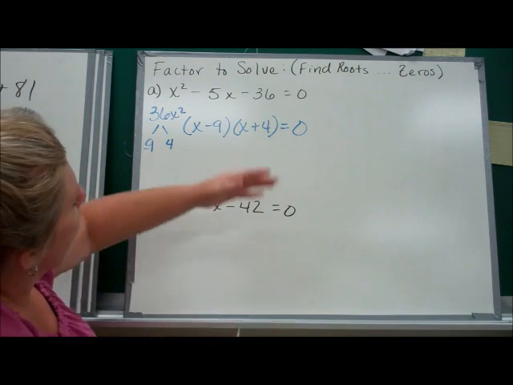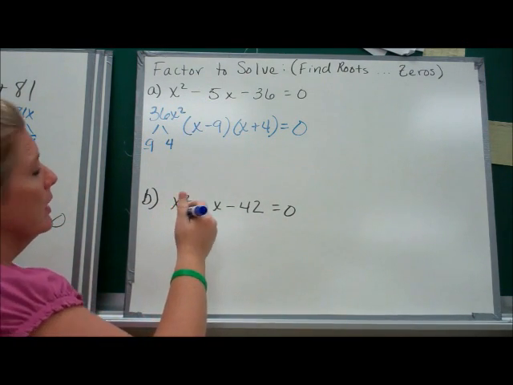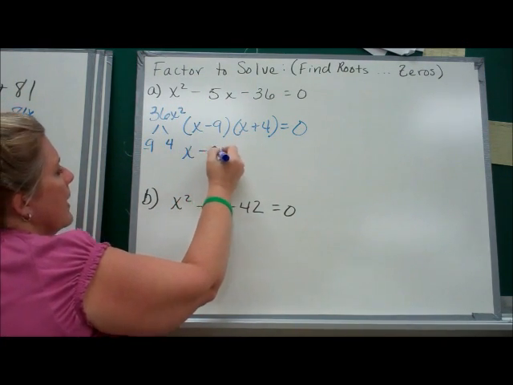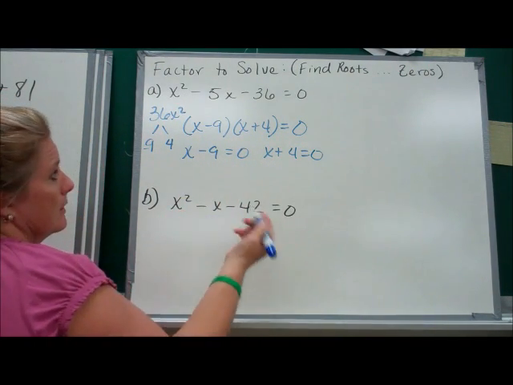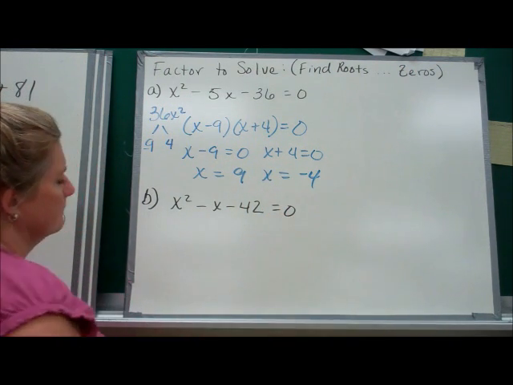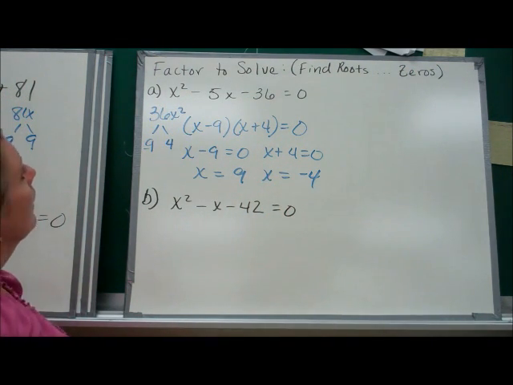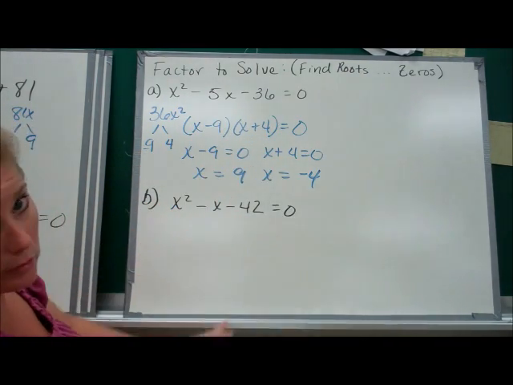Now, set each factor equal to 0, and those are the solutions to the equation. X minus 9 equals 0. X plus 4 equals 0. Most of you can do this in your head, so x equals 9. X equals negative 4. To check your answer, you plug them in, and they will both work.